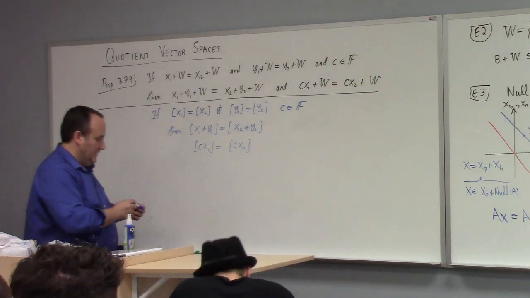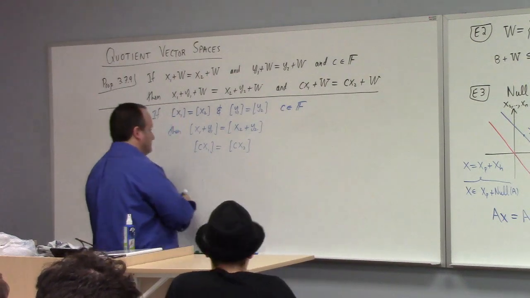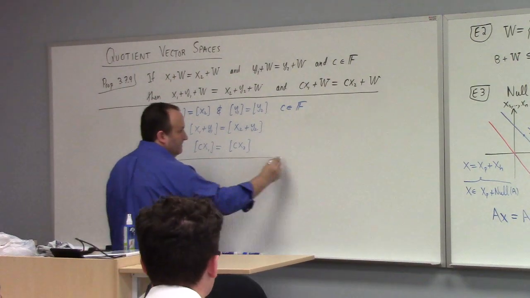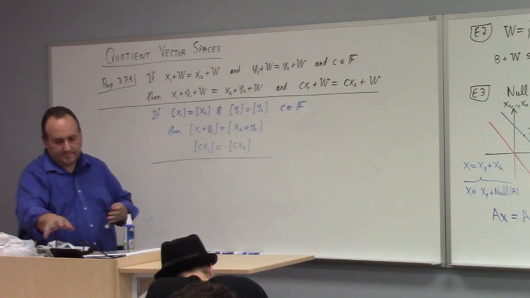Okay, so how do we prove these assertions? What does the proof look like? What do you guys think?